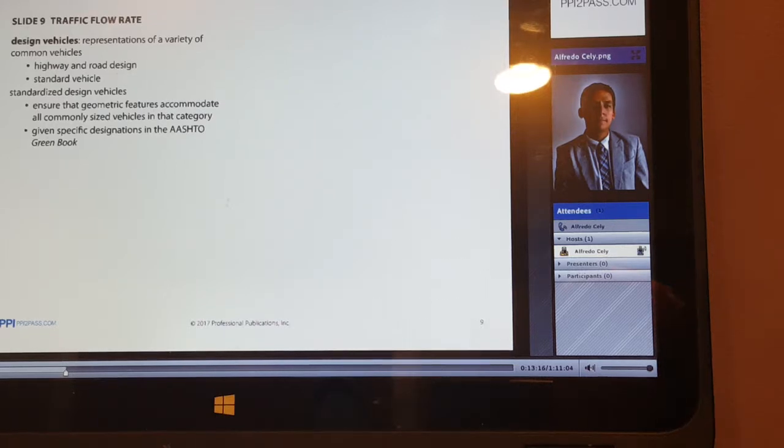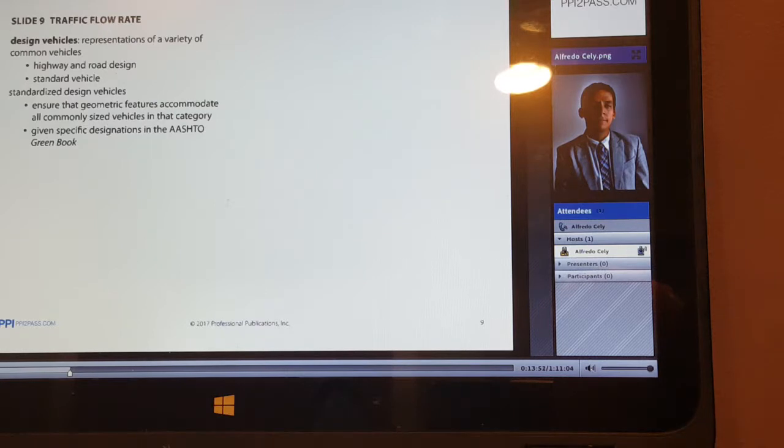Now let's go to traffic flow rate. One of the key concepts within traffic flow rate is that of design vehicles, which are basically the representations of a variety of common vehicles applicable to highway and road design. And you also design for a standard vehicle. For standardized design vehicles, you need to ensure that the geometry features accommodate all commonly sized vehicles in that category. And this is given by specific designations in the AASHTO Green Book.